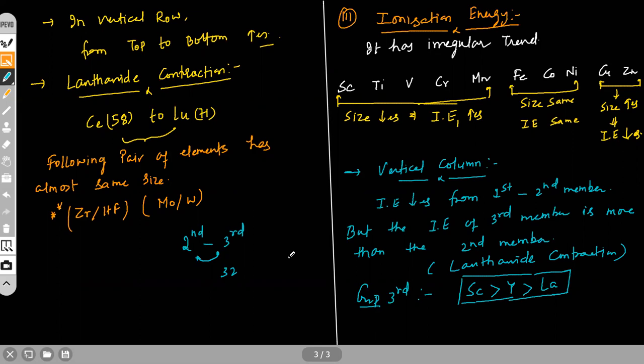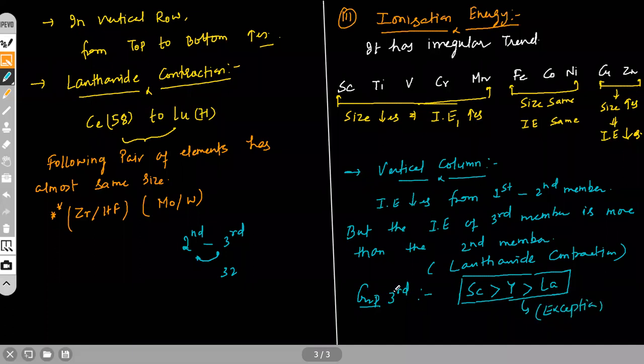Okay, ionization energy is the tendency to lose an electron. Lanthanum has 32 more protons than yttrium, right? That's why it is a bit difficult to remove an electron from lanthanum. The order will be this for the third group. So it is an exception we have here.